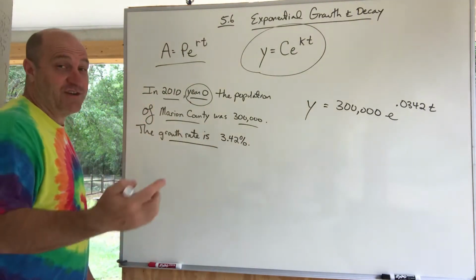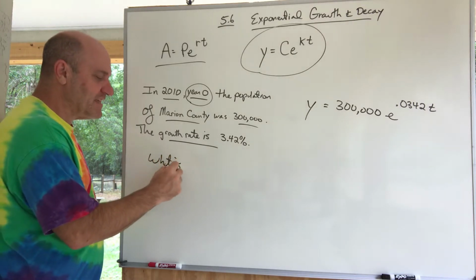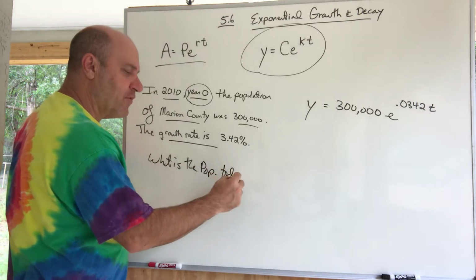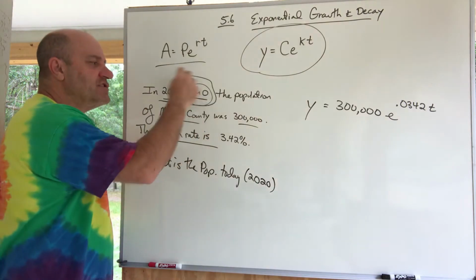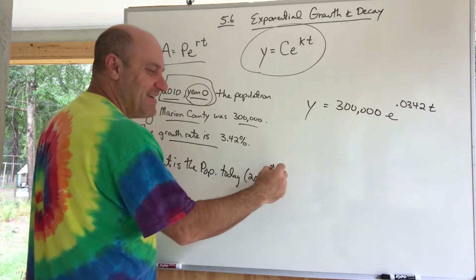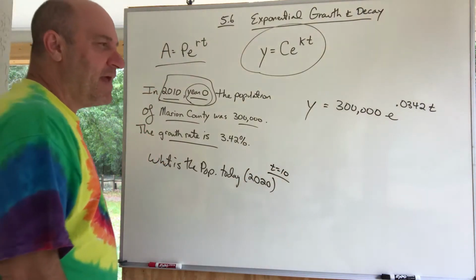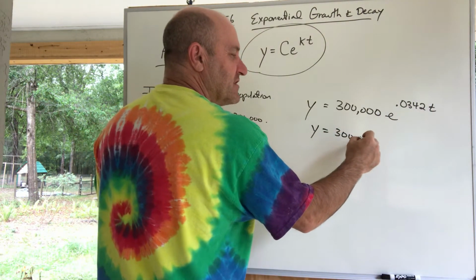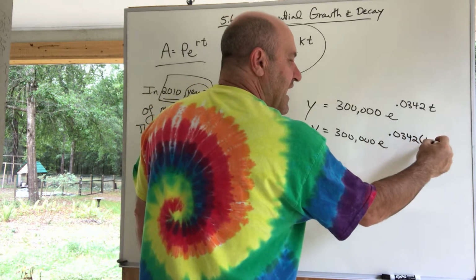Now, I didn't ask a question here. I think the question is going to be this. What is the population today? And so that would be 2020. And if 2010 is year 0, then 2020 would be year 10. T equals 10, you make that little adjustment, and you plug in a 10. And we find the population of Marion County 10 years later. Let's see what it is. e to the 0.0342 times 10.